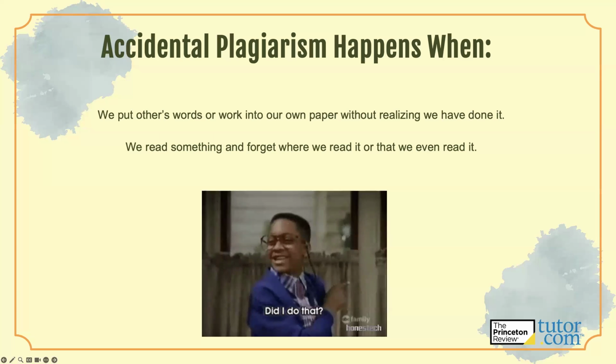But accidental plagiarism happens when we put others' words or work into our own paper and we don't realize that we have done that. This is so easy to do. You're reading something and it's really great, and you get distracted and you do another 10 things before you come back to that assignment again. And you remember that there was something that you read and it was good and you want to include it, but you're like, where was that? Did I read that, or did I hear it somewhere, or where was that? And the next thing you know, you've included it in your paper and you haven't cited it.